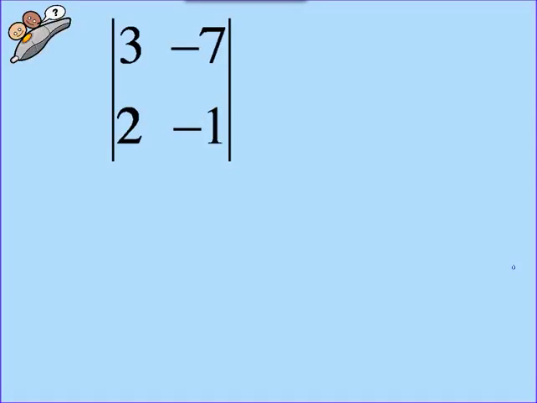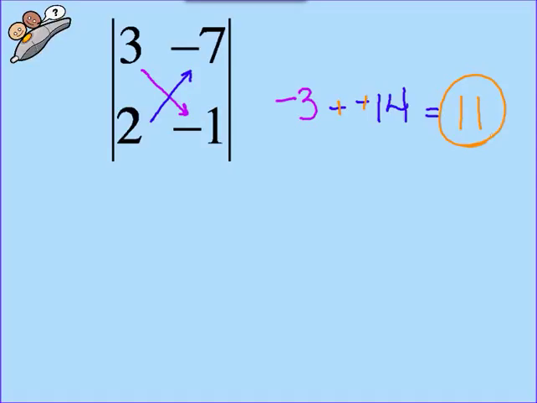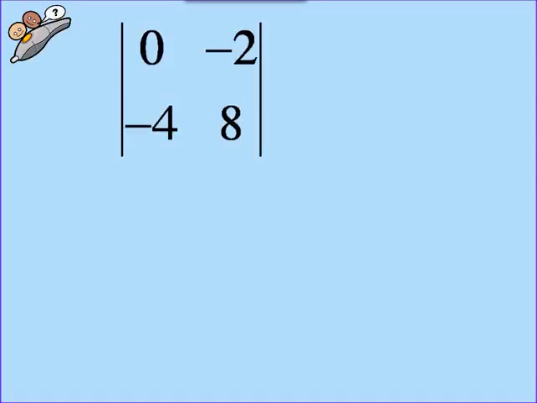How you get 11 is we multiply along the first diagonal. So 3 times negative 1, which is negative 3. Then I multiply along this diagonal, which is negative 14. Now remember, it's minus negative 14. When you do that, your two negatives make a positive, and your answer is 11. All right, let's give you another chance. Here you go.